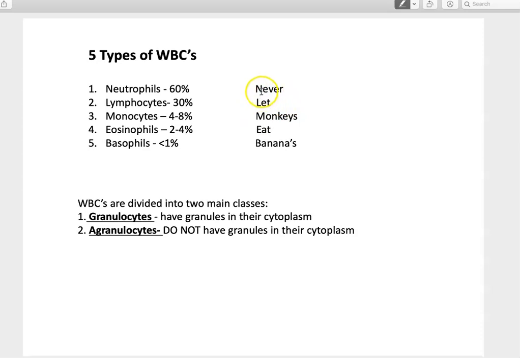How do you remember? Never let monkeys eat bananas. N, neutrophil. L, lymphocytes. M, monocytes. E, eosinophils. B, for basophils. Never let monkeys eat bananas.